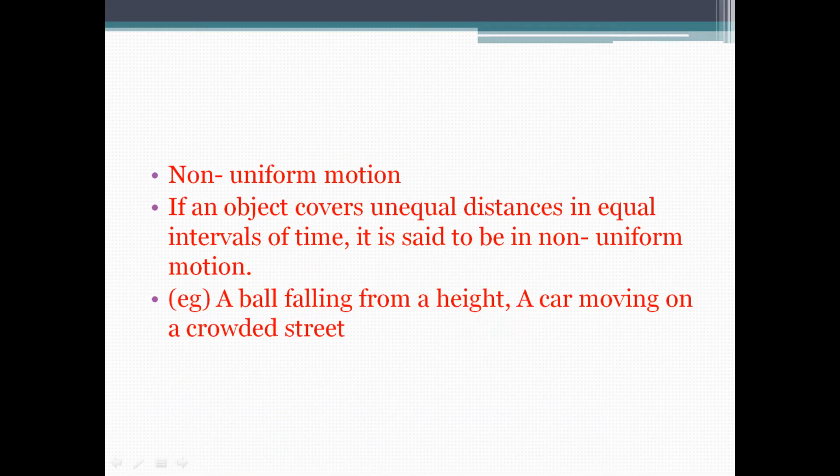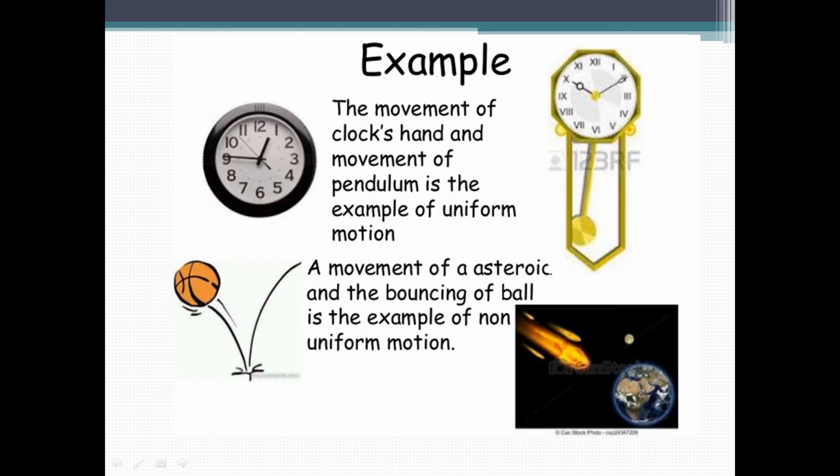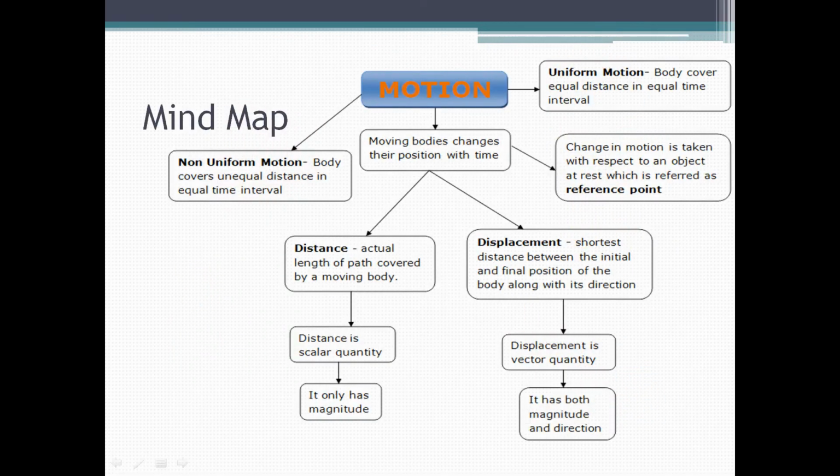Non-uniform motion: if an object covers unequal distances in equal intervals of time, it is said to be in non-uniform motion. For example, a ball falling from a height, a car moving on a crowded street. Here the speed is not constant. Further examples: the movement of a clock's hand and the movement of a pendulum are examples of uniform motion. The movement of an asteroid and the bouncing of a ball are examples of non-uniform motion. I hope you have understood uniform motion and non-uniform motion.